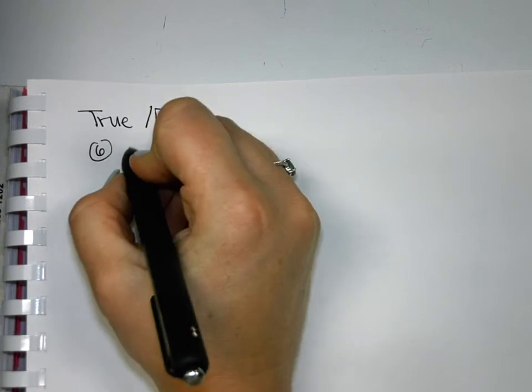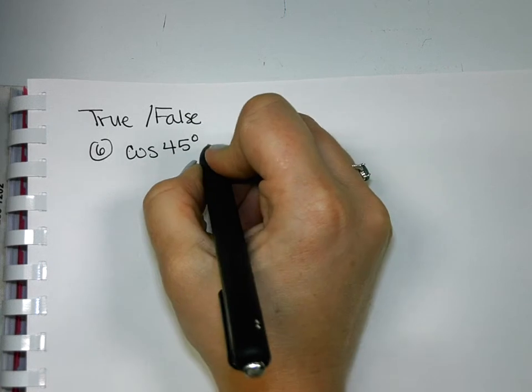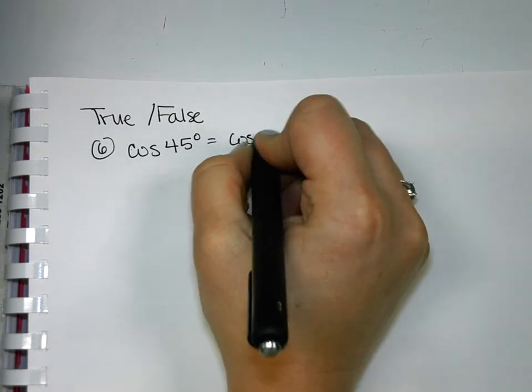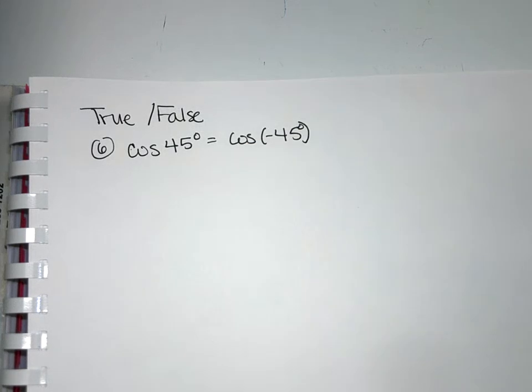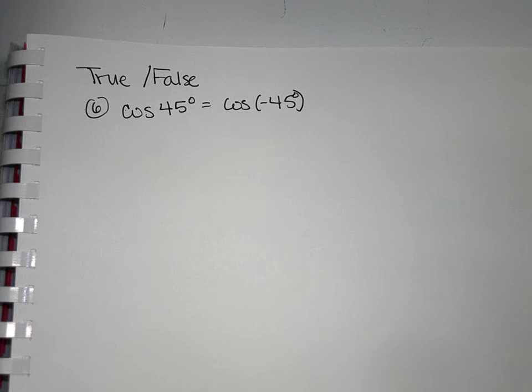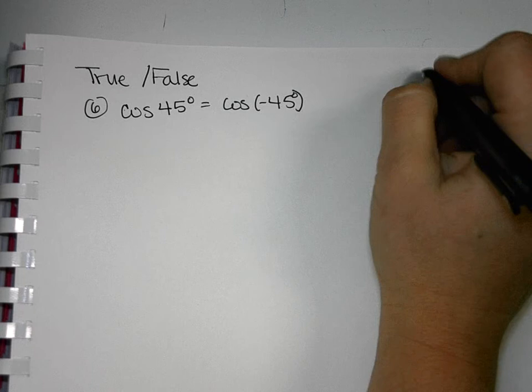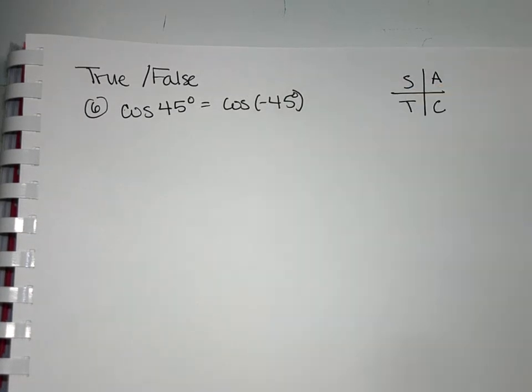So our first one says, does the cosine of 45 equal the cosine of negative 45? A lot of these are going to end up using either our exact values or our All Students Take Calculus to help us figure out true or false.